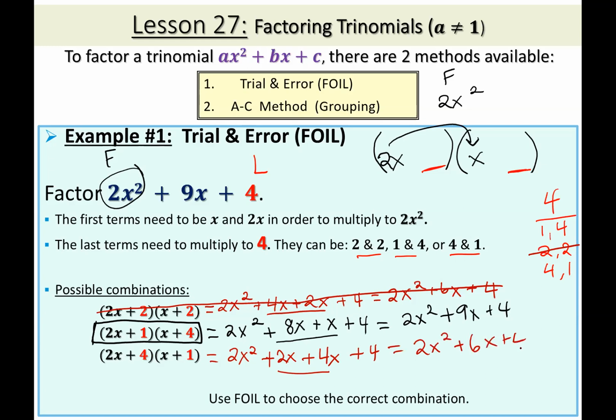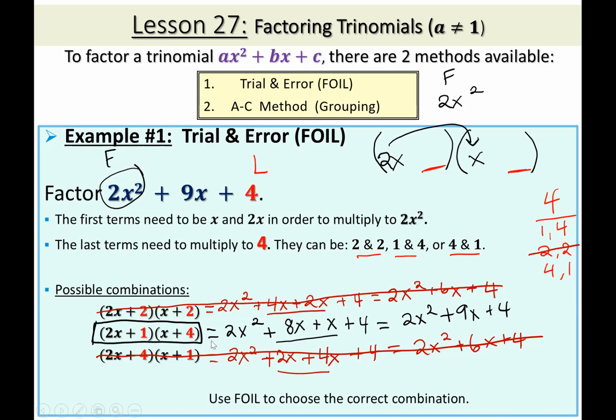That's actually the same answer as my first try gave me, which might seem strange. I won't go into why that is right now, but it doesn't work because once again, it doesn't match what we were going for in our original problem. Okay, so our final answer is (2x plus 1) times (x plus 4).